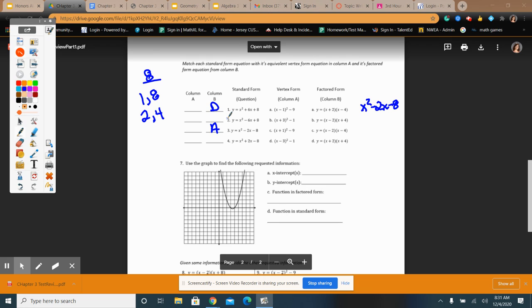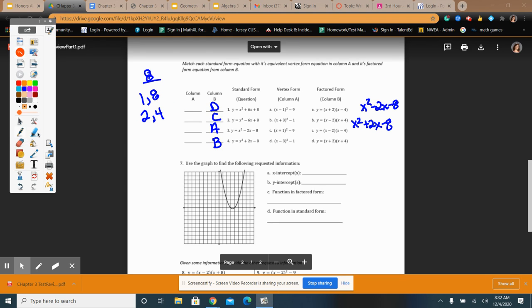So you can either expand or you can factor. This one will give me an x squared plus 2x minus 8. You double distribute. That will be this one, which means this one will have to be C.